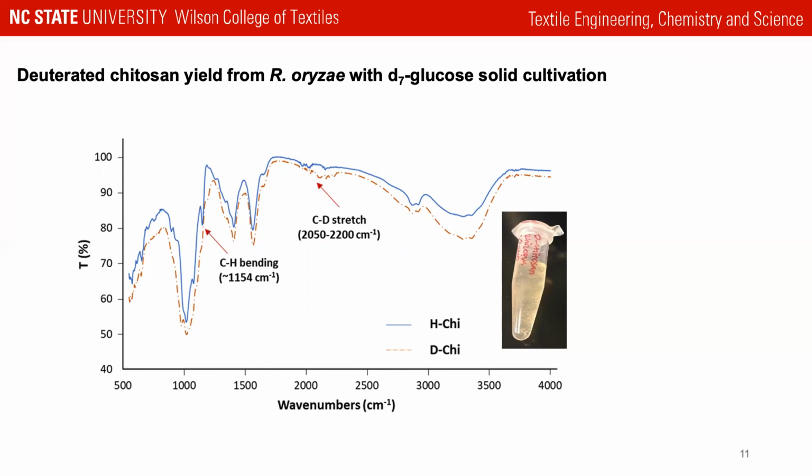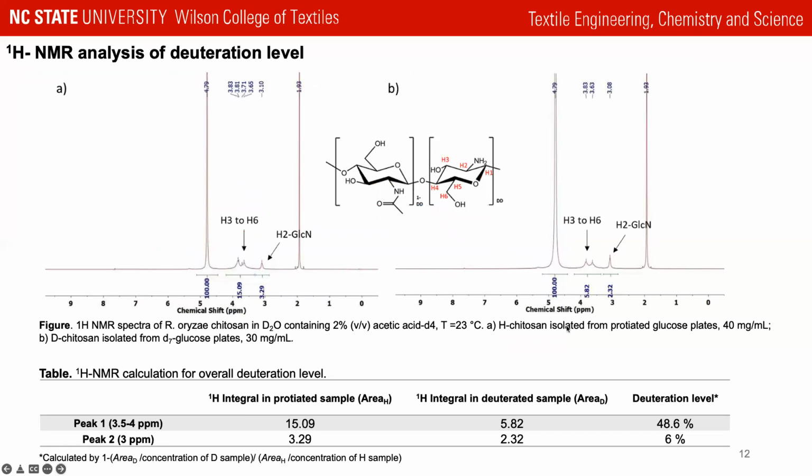To further measure the deuteration level of the chitosan obtained using our novel deuteration approach, we conducted proton NMR and carbon-13 NMR on Rhizopus H and D chitosan. The proton NMR spectra of the free chitosan samples are shown here. On the left is the H chitosan, while on the right is the D chitosan. From the proton NMR spectrum, the H3 to H6 atoms give characteristic signals between 3.6 and 3.9 ppm, and the H2 atom showed a single peak at 3.08 ppm. Both H and D chitosan show similar peaks at this position, but with much weaker intensity from the D chitosan.